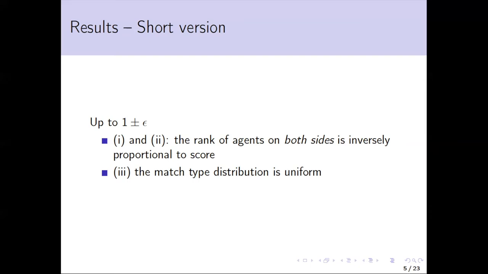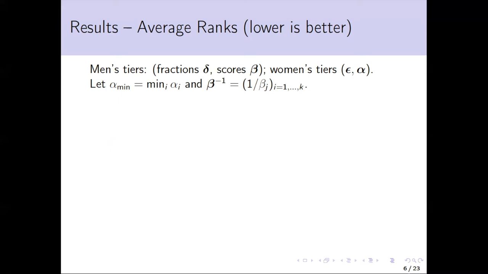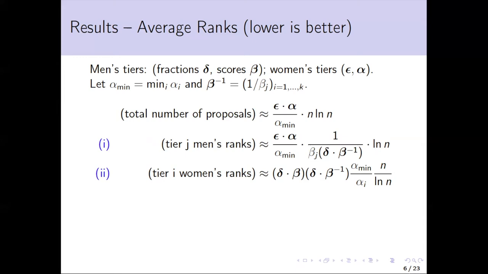Now, to zoom in on our first result about average rank, and again, just to remind you, lower means better. If we adopt a notation of alpha min, standing for the minimum among all alphas for women, and beta inverse as a vector that is the component-wise inverse of the beta vector, we have the expected rank for tier j men and tier i women given by these two expressions marked as 1 and 2. So there are quite a few terms, but we want to give you some core insight out of them. You will first notice that asymptotically, these are really the same as what we have for the uniform market.